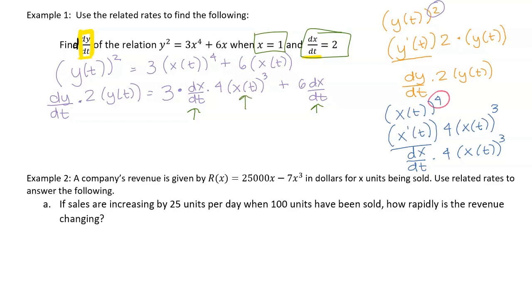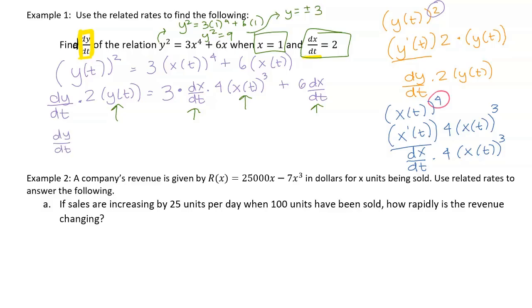But I don't have y of t. But I do have this equation. And I do know what x is, so I can figure out y. So y squared equals 3 times 1 to the 4th plus 6 times 1. That's going to be y squared equals 9. So that tells us that we have y equals plus or minus 3. So I have all the pieces now. This is going to be plus or minus 3.